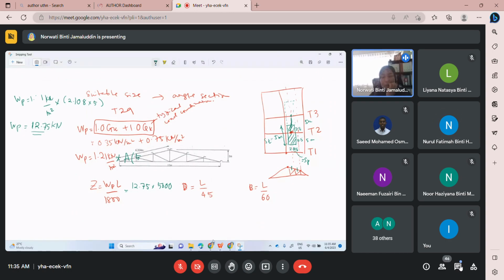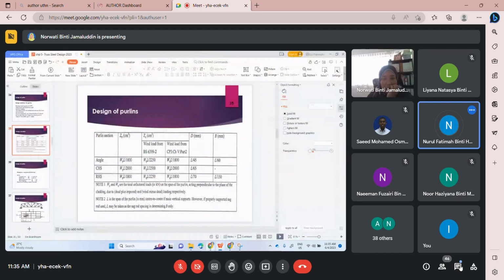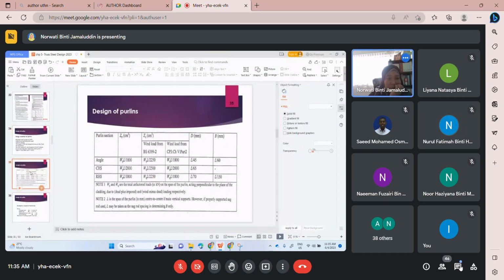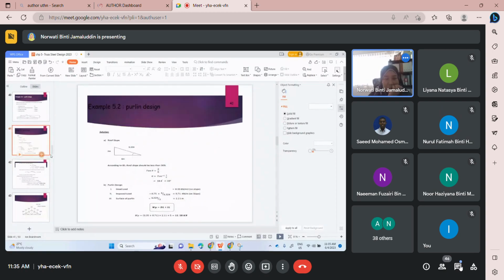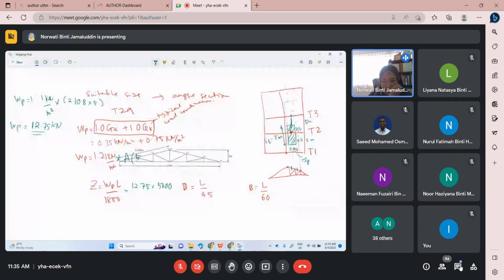Oh, no. We cannot add. We need to convert first. Okay, so we need to convert. Ini kita miss. We cannot directly add. Okay, GK berapa tadi?